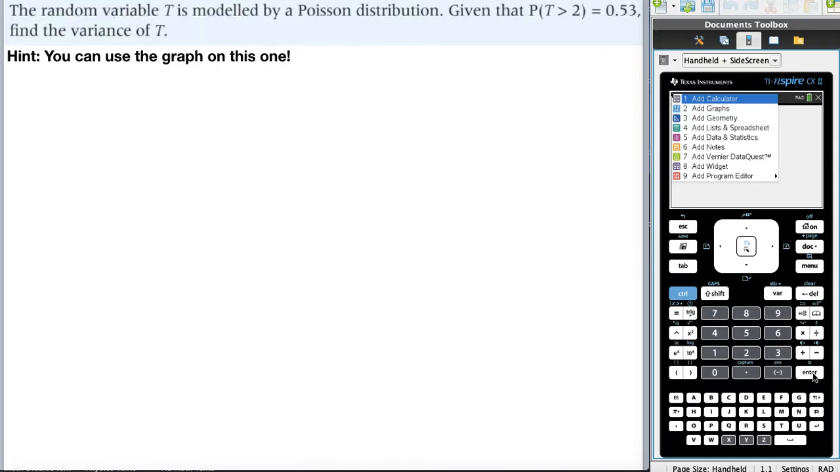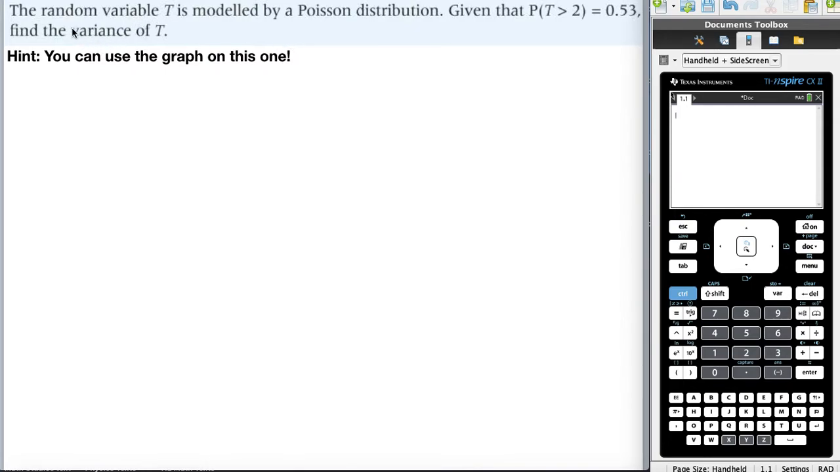All right, so here we go. The last question that we're going to look at today, and this is it. This one gives us a random variable t modeled by a Poisson distribution, and we're given that the probability of t being greater than 2 is 0.53, and it asks us to find the variance of t.